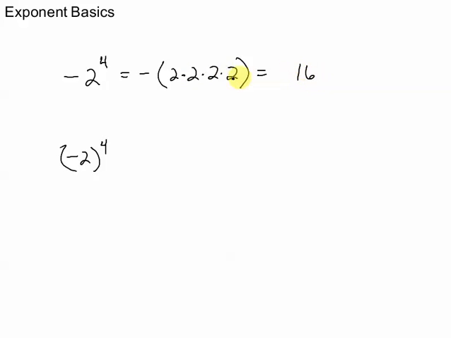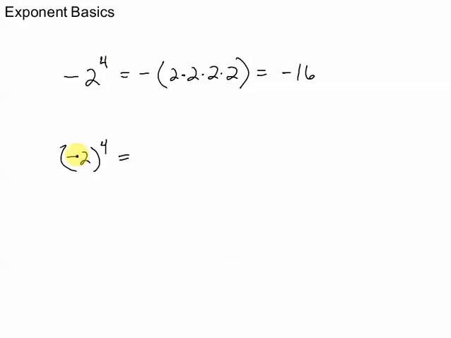Let's now compare negative 2 to the 4th, where the negative is not part of the base, with negative 2 to the 4th, where the negative is part of the base. This means negative 2 times 2 times 2 times 2. 2 times itself 4 times is 16, and you've got the negative in the front. So it's the opposite of 2 to the 4th.